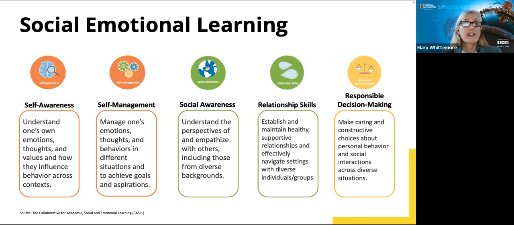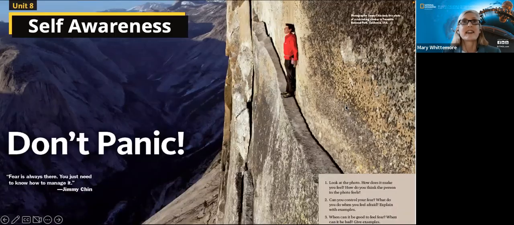So now we'll take a look at some examples from each of these key areas from the CASEL framework: self-awareness, self-management, social awareness, relationship skills, and responsible decision-making. Okay, next slide. So the first area we'll look at is self-awareness. What does it mean to be self-aware?